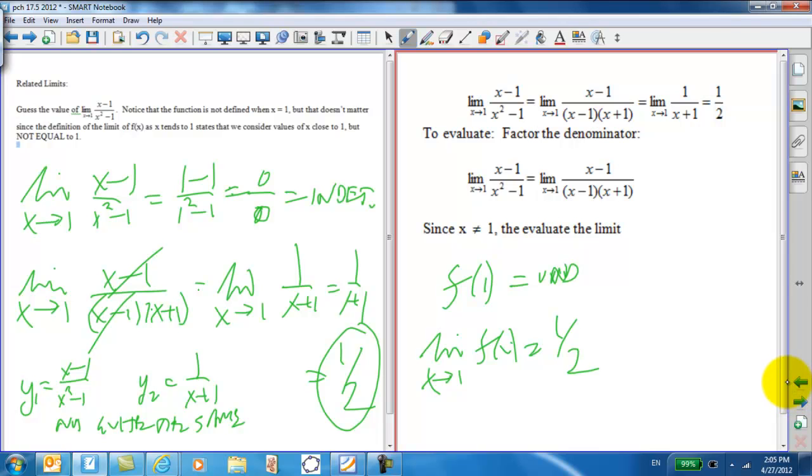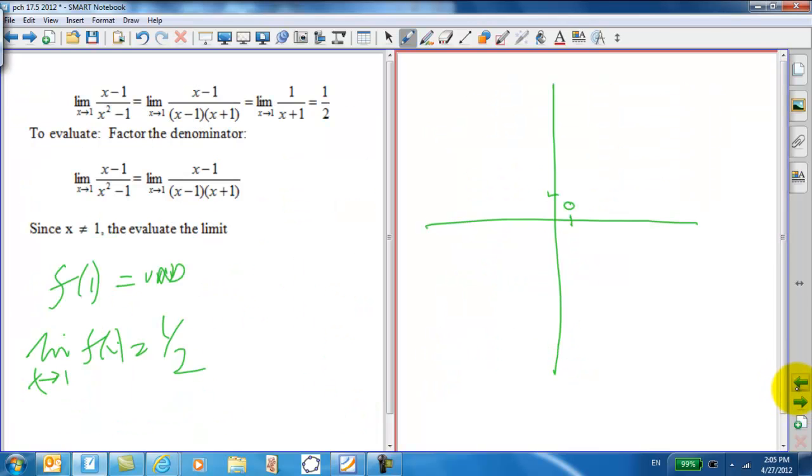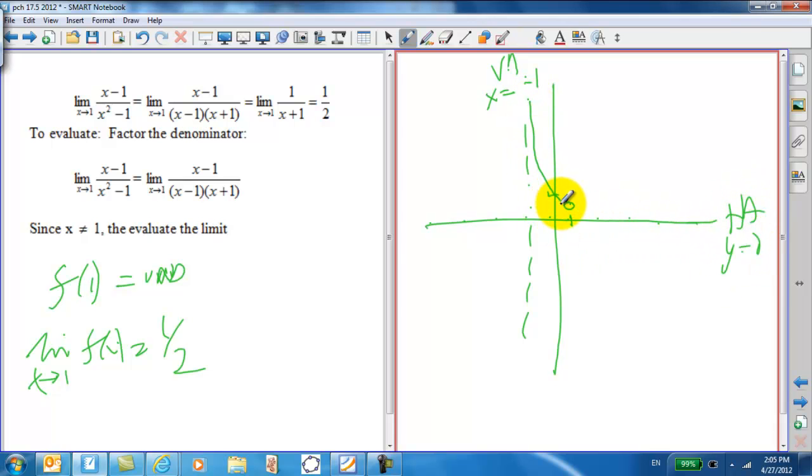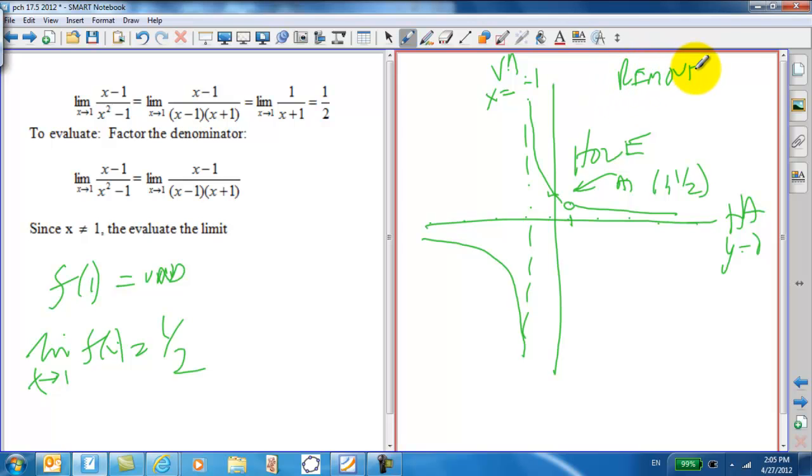And it's the graph of 1 over x plus 1 actually. That has a vertical asymptote at x equals -1. But it's got this hole here, and it's got a horizontal asymptote of y equals 0. And you have this hole in the graph at 1 comma a half. That's called a removable discontinuity, and you'll talk more about removable versus non-removable in calculus next year. Removable discontinuity.